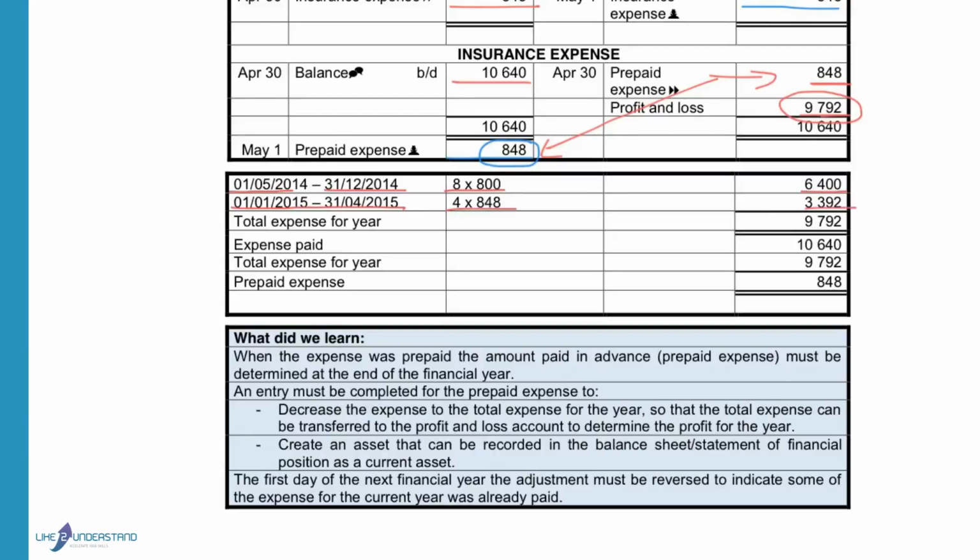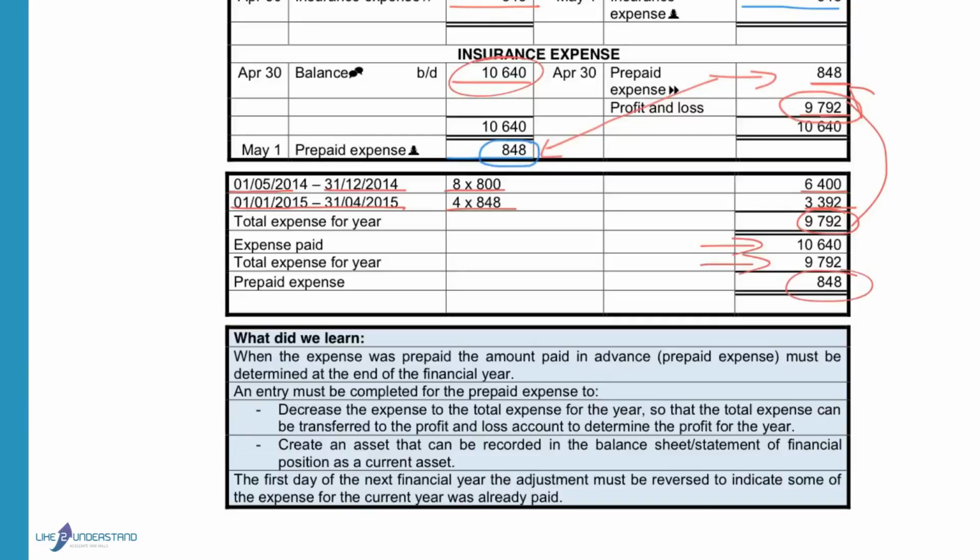So the total amount is the amount that must go to the profit and loss, and that is the figure that we showed there for the profit and loss. The expense that we paid was the 10,640 minus the amount that must go to the profit and loss. So my prepaid expense is 848 Rand.